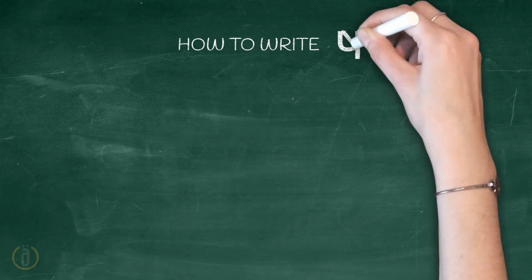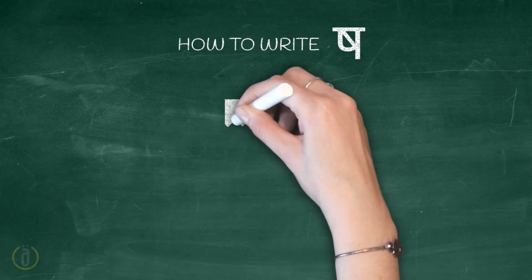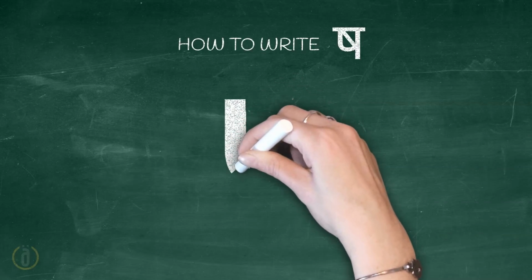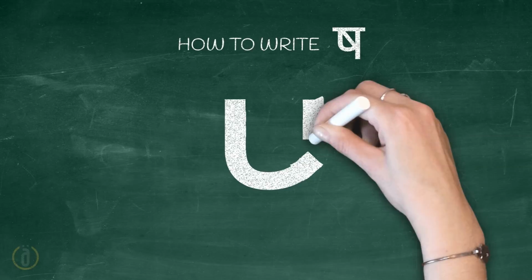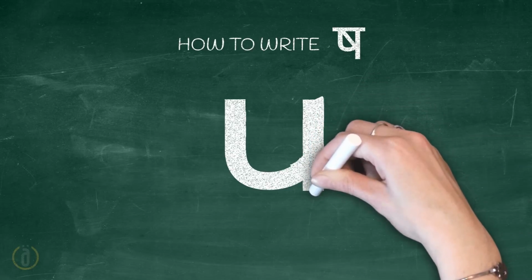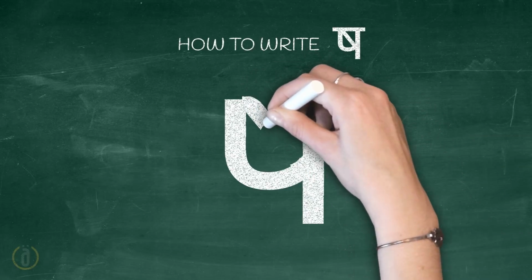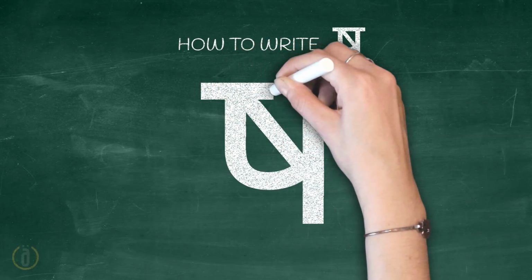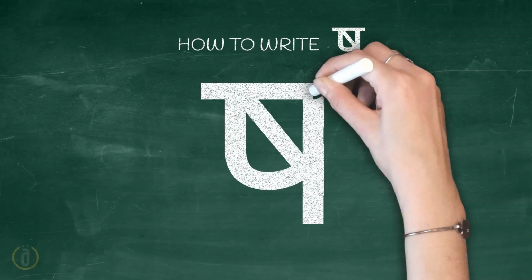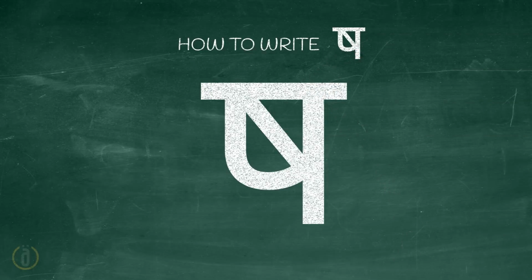How to write sh? Draw a standing line and bend it towards the right. Then draw a standing line next to it. Draw a diagonal line as shown. Finally, draw a sleeping line on the top.